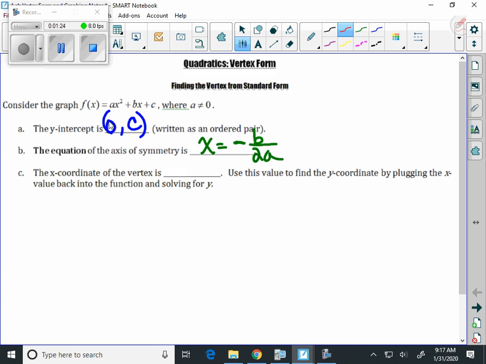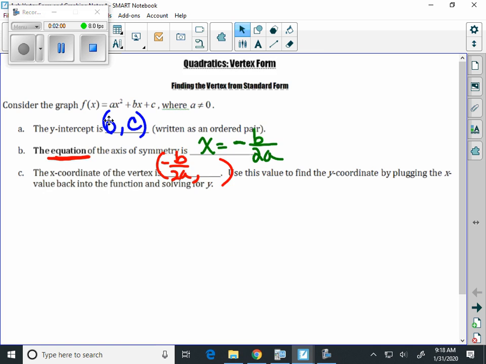What we find here is an equation, so I want to underline that. That's going to be an equation. You need the x equals. But oftentimes I write the vertex as negative b over 2a and a comma, because the next part of the sentence says, use this value to find the y-coordinate by plugging that number back into our equation and solving for y. And again, the calculator can be of some help to us on this.